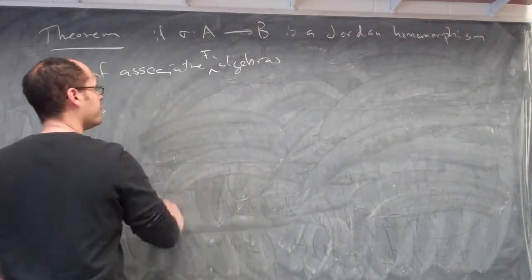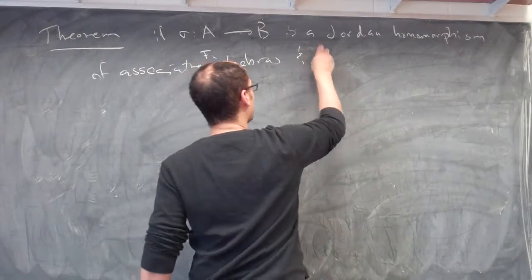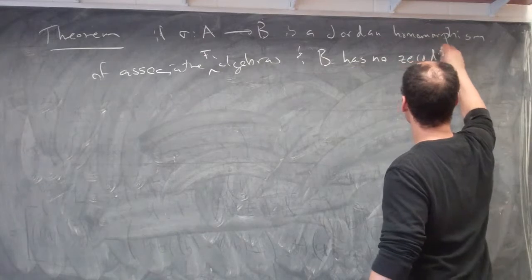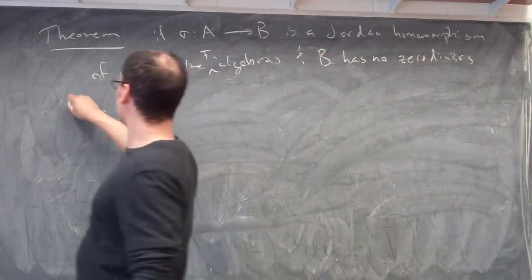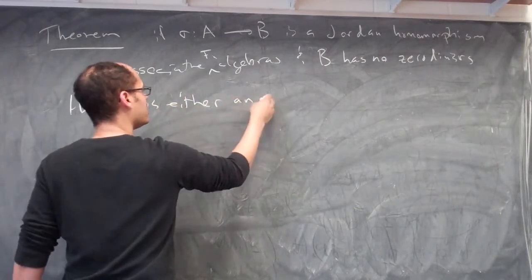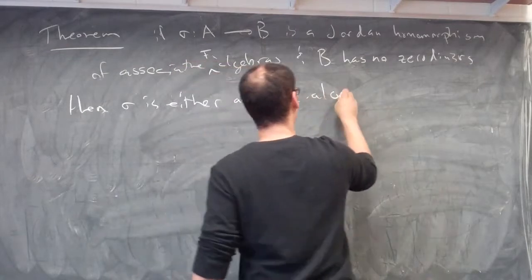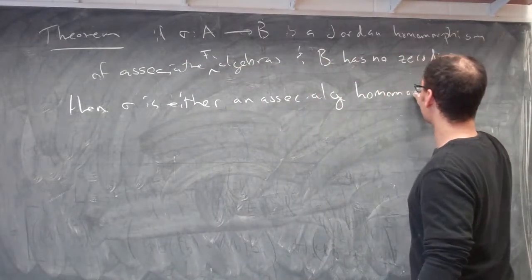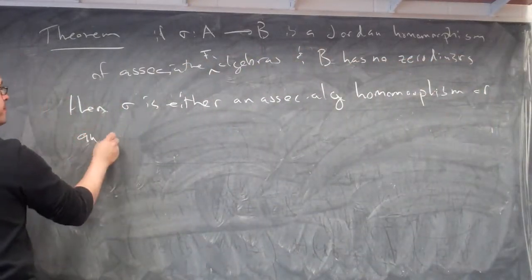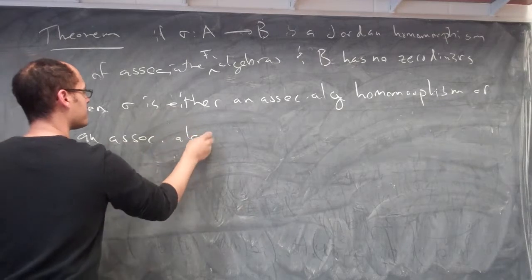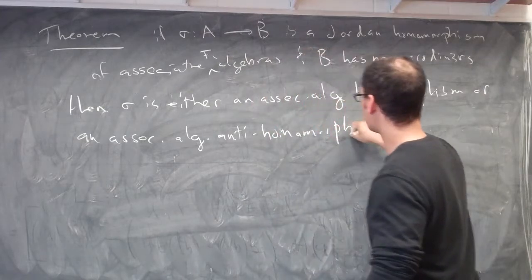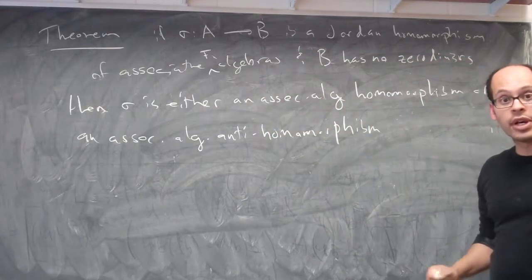So if you have such a thing, and if B has no zero divisors, then sigma is either an associative algebra homomorphism or an associative algebra anti-homomorphism. All right, so that's what we're going to try to show.